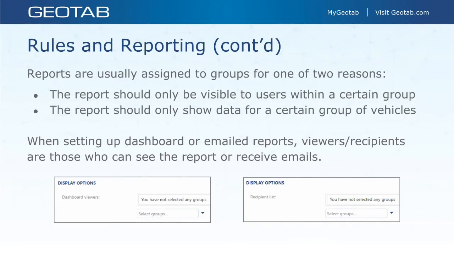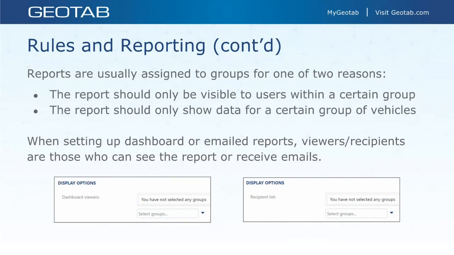And when you set up your dashboard reports or you set up your emailed reports, there's 2 different things that you can do there. You can set up your viewers. And that means the report will only be visible to users within a certain group. This is if you go into administration and you're going through your reports. For a dashboard report, you have dashboard viewers. For an emailed report, you have a recipient list. So that's who can view the report.